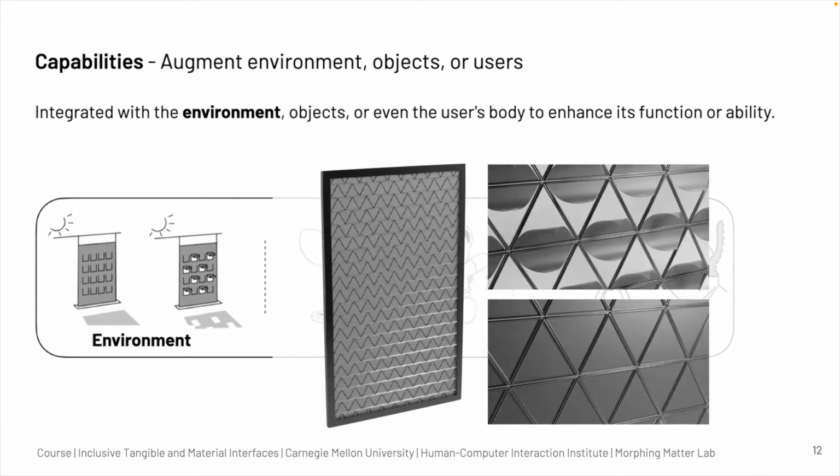The first type is to augment the environment. So imagine you have a pneumatic window that can change its permeability to light and air. Then it will be able to regulate the room temperature, the brightness of your room, or the airflow. And it can even be some sort of ambient media that can convey information non-invasively, like casting a shadow with texture or meaningful patterns encoded.